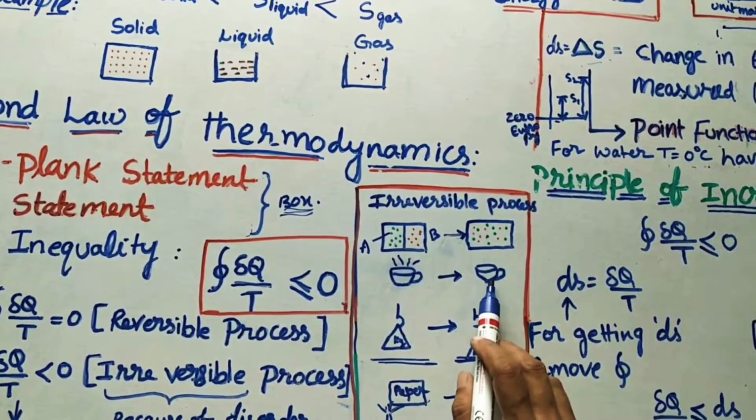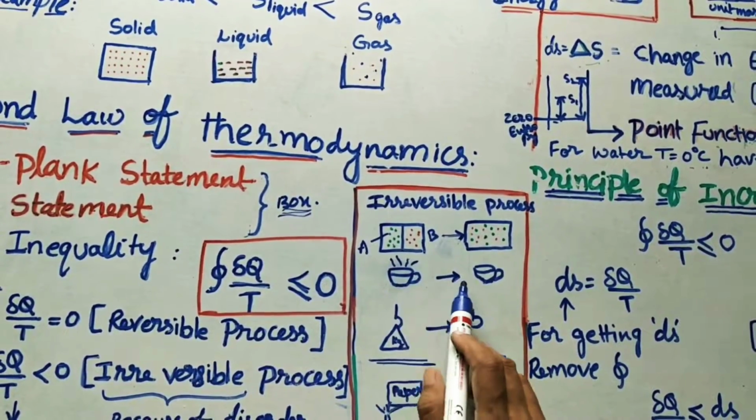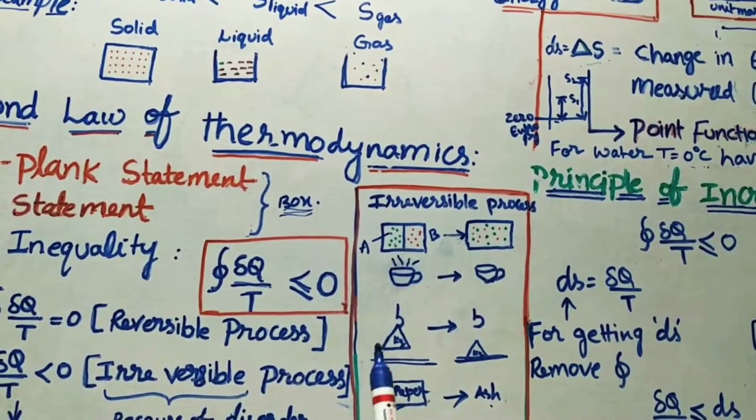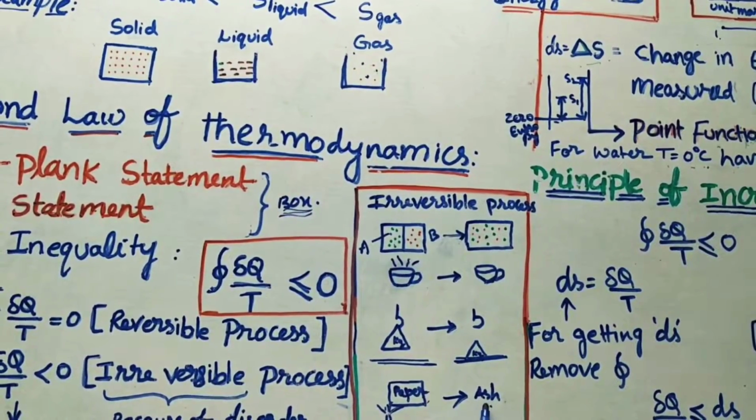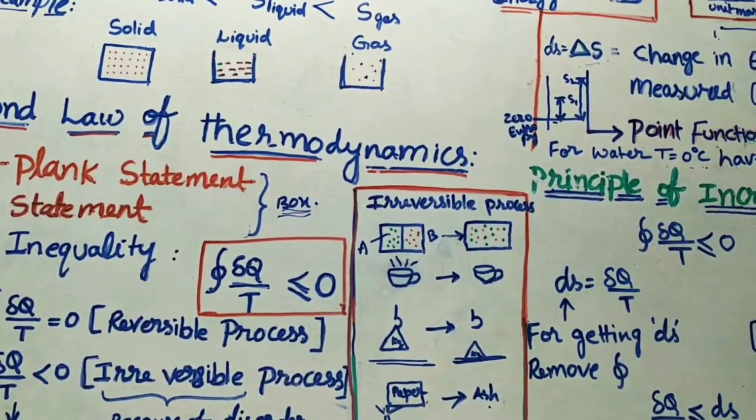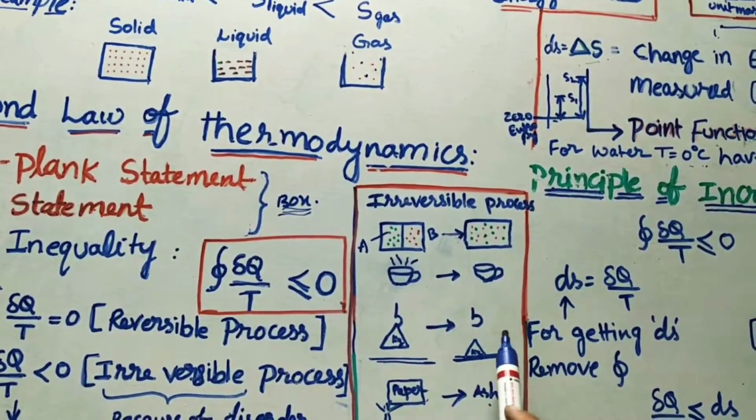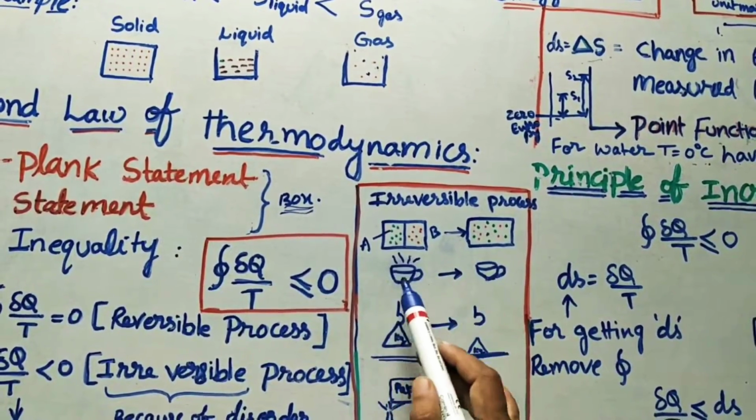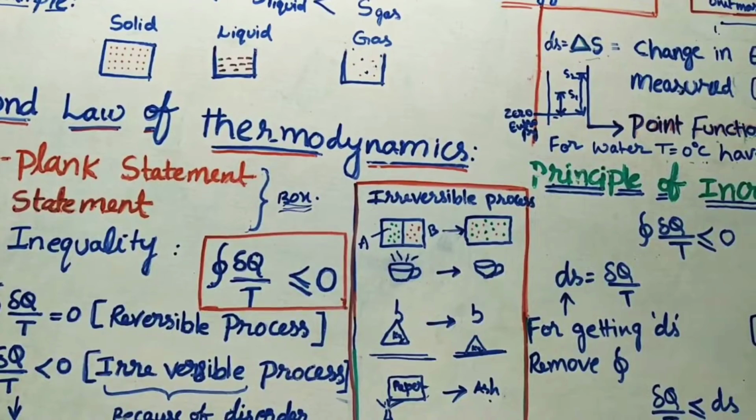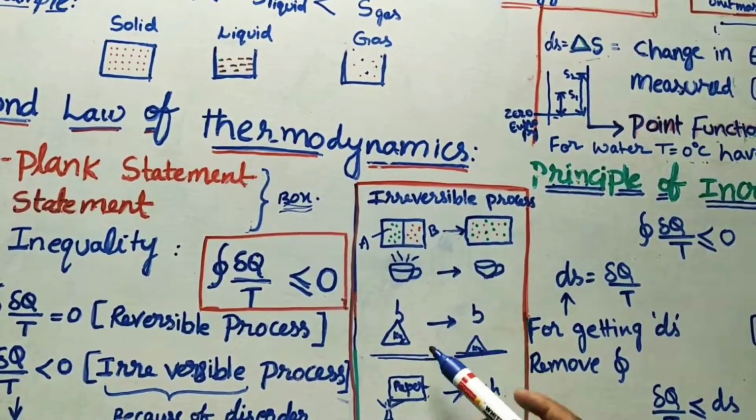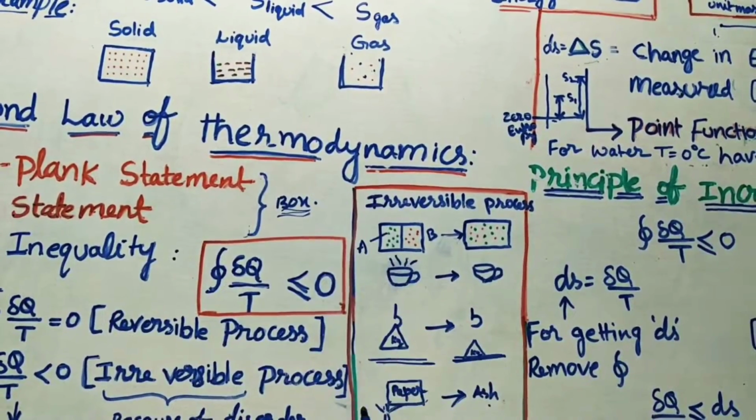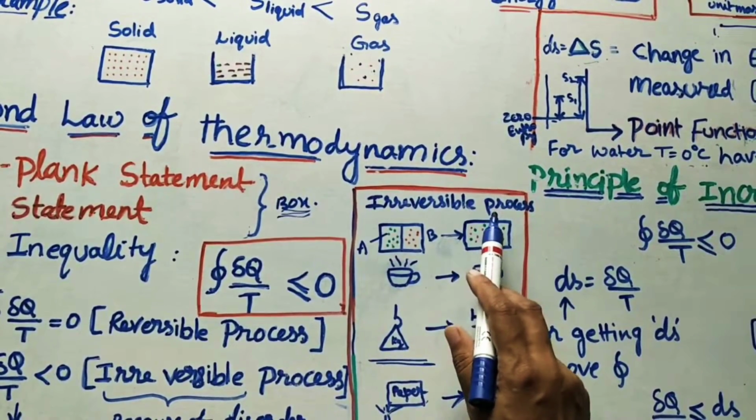Here also, without external force, we can't heat this tea again in the reverse order. Here also, spontaneously we can't fix this weight back to the hook. Here, from ash, without external force, we can't make paper spontaneously. So these are only one-direction processes. In reverse order, we can't get back to the initial state. We call these irreversible processes. The second law of thermodynamics explains irreversible processes.